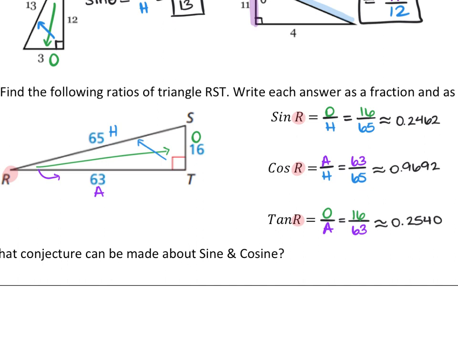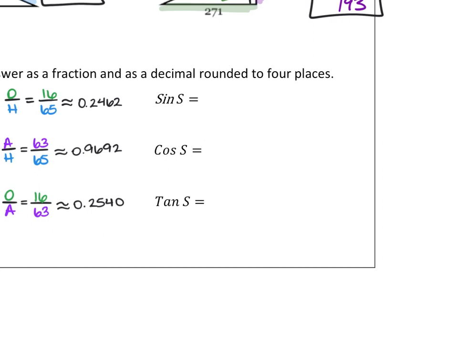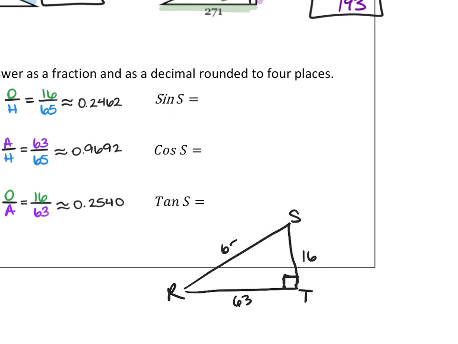Let's switch our reference angles now, which might get confusing on the same triangle. So let's actually draw a second triangle. You have a little bit of space here. We're going to draw the triangle again so we can relabel everything. So I'm just going to redraw this triangle right here. This is R, this is S, this is T. And then we have 63, this was 16, this is 65.